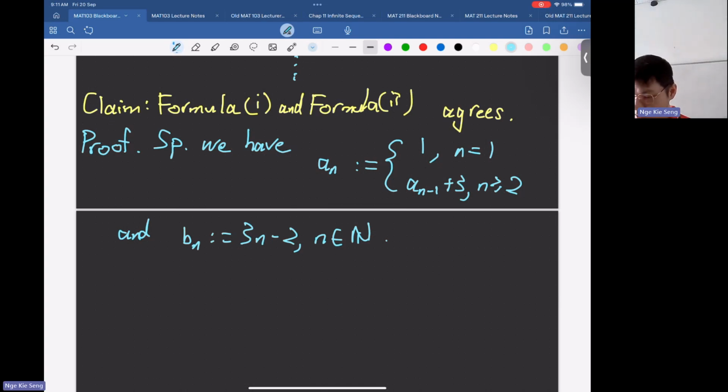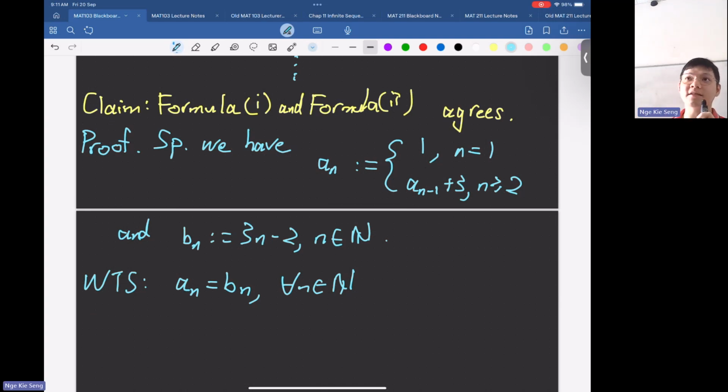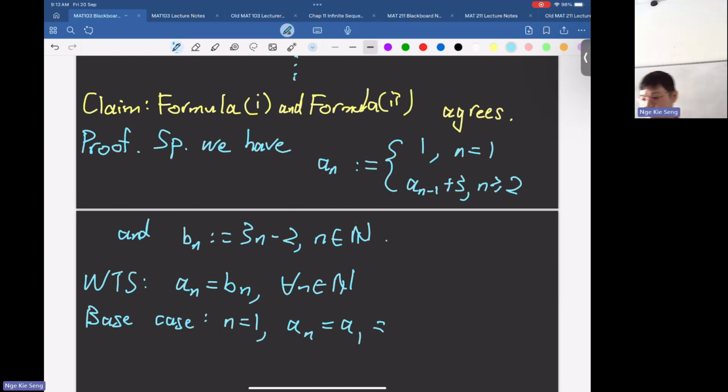A very good exercise is to write down what you want to show for every proof. We want to show that A_n equals B_n for all n in the natural numbers. You want to show it is true for all n, so you need to use induction. How do you start with induction? Three steps, right? First you need to do the base case. So what's the base case here? n equals 1. Good. So when n equals 1, what is A_n? A_1. What is A_1? 1. Good.